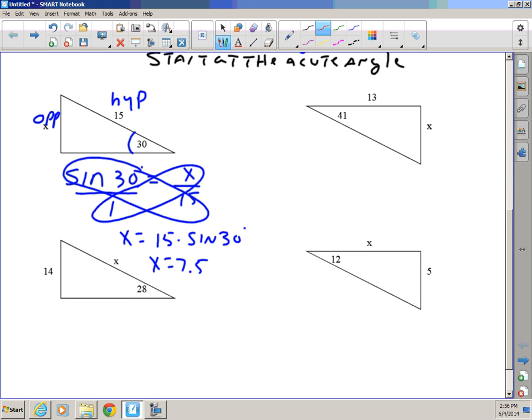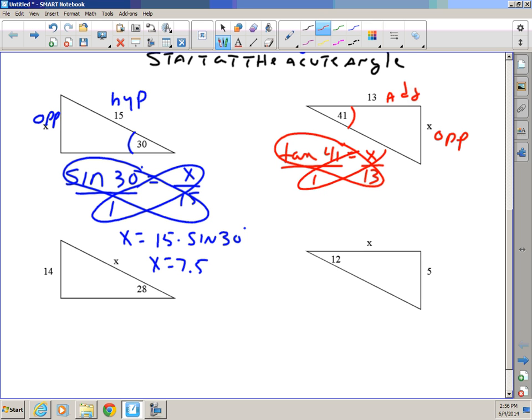The next one, we start here. We have opposite and adjacent. That tells us it's tangent. The tangent of 41 is equal to x over 13. We cross multiply. x is equal to 13 times the tangent of 41. So x is 11.3. I'm rounding to the nearest tenth for now. That's okay.